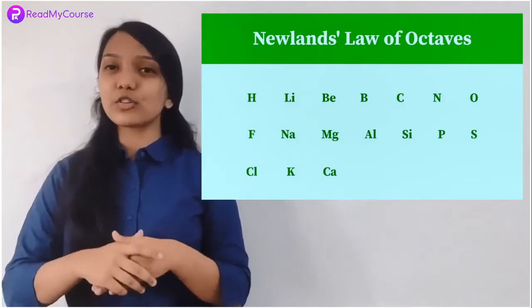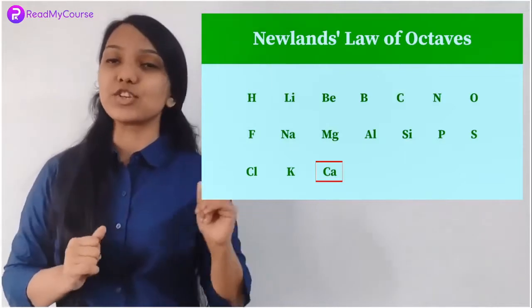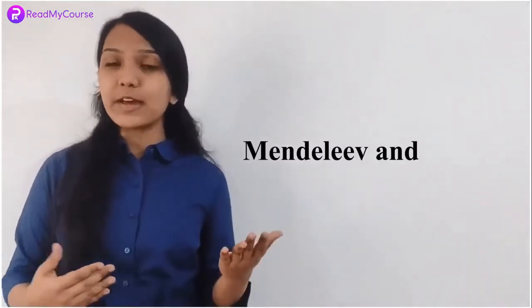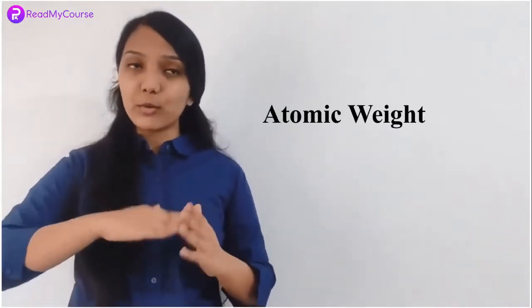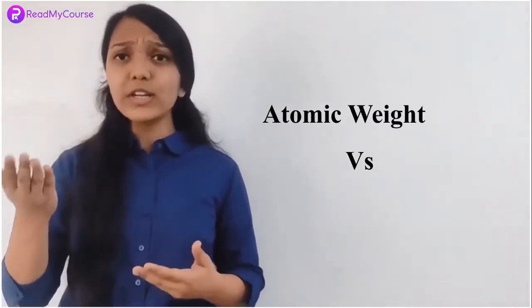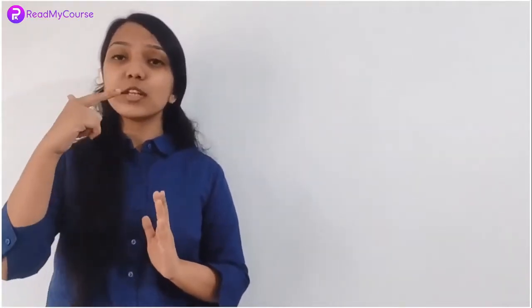But even this had a lot of drawbacks because it couldn't be applied to most of the elements, and it was applicable only till calcium. Then two new scientists, Mendeleev and Mayer, came up with a whole new idea. They arranged the elements in increasing order of their atomic weight, and they saw similarity in the physical and chemical properties at regular intervals. Mayer collected the atomic weights of all these elements and plotted them against physical properties, like atomic weight versus boiling point and atomic weight versus melting point, and he saw a regular, repeating pattern in all of these.